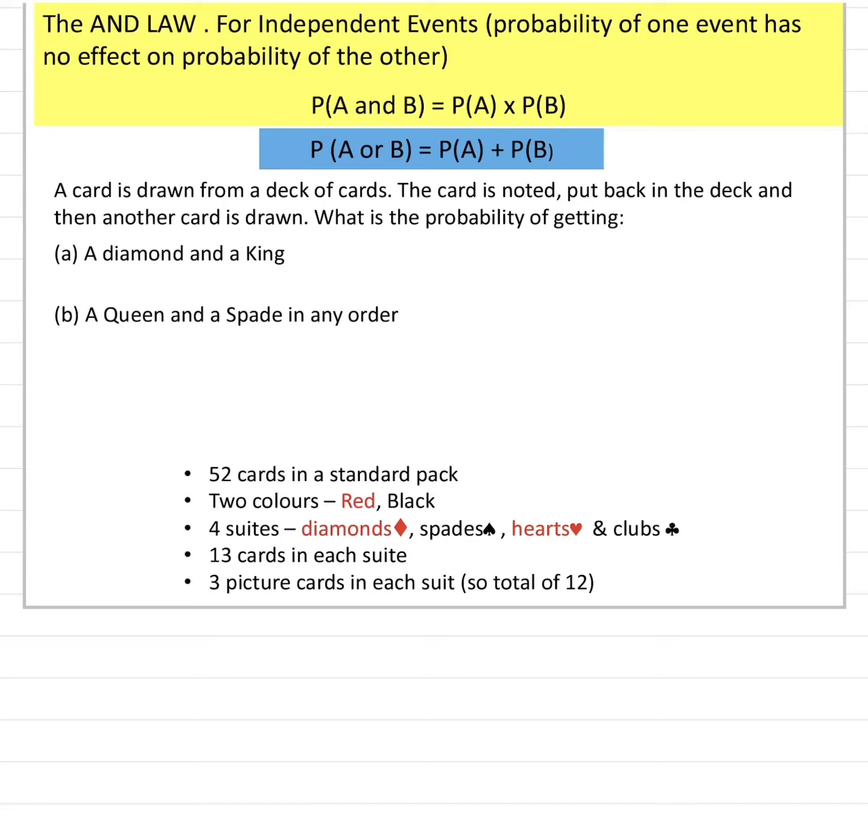So let's answer this question. We have a card is drawn from a deck of cards. The card is noted, put back in the deck, and then another card is drawn. So again, we're told that it's put back. So the probability will stay out of 52. So first of all, what is the probability of getting a diamond and a king? So a diamond is a suit and there's 13 of those. So you have 13 out of 52. Multiplied then by the probability of a king, which is 4 out of 52. Okay, use your calculator for this. And that gets us 1 out of 52.